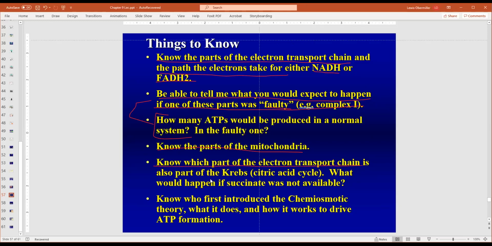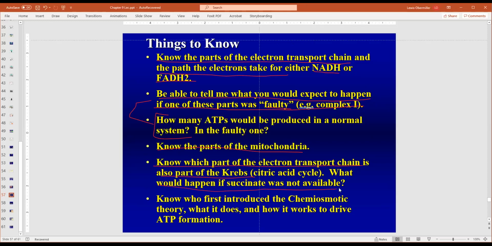What part of the electron transport chain is also part of the Krebs cycle? So remember, we have complex 1, 2, CoQ, 3, cytochrome C, and 4. So which one of those is shared with the Krebs cycle? The answer is complex 2. Make sure you know that for the test. I will ask you that.